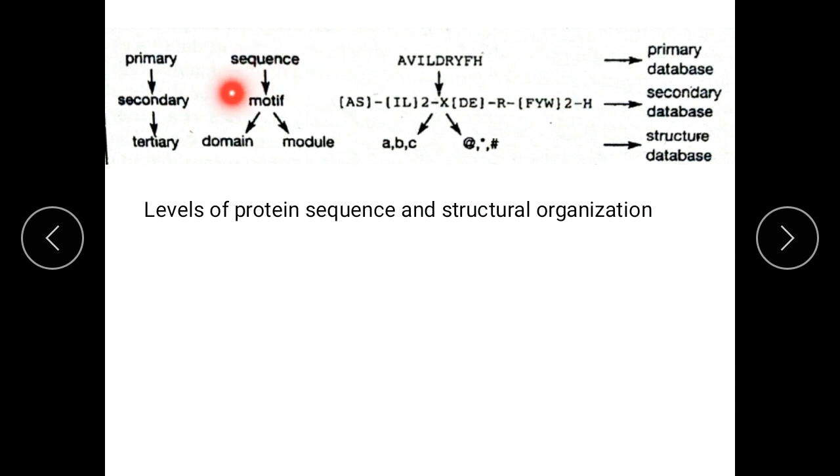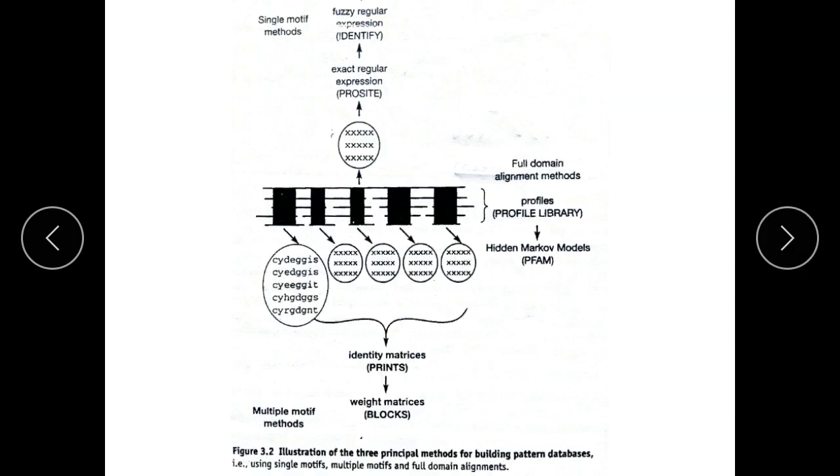Then more than one motif forms a domain, and more than one domain forms a tertiary structure, and tertiary structure is nothing but the three-dimensional structure which is stored in the structural databases. So these are the levels of sequence and structural organization in the case of protein. The random sequence, then a specific sequence one can call a motif, and specific many sequences one can call a domain. And then the entire primary, secondary and tertiary sequence. These are the different types of databases which store the data.